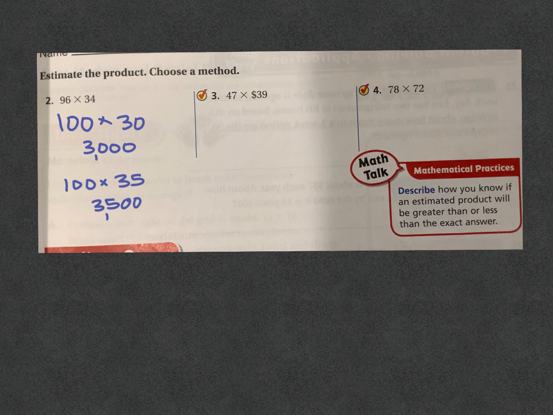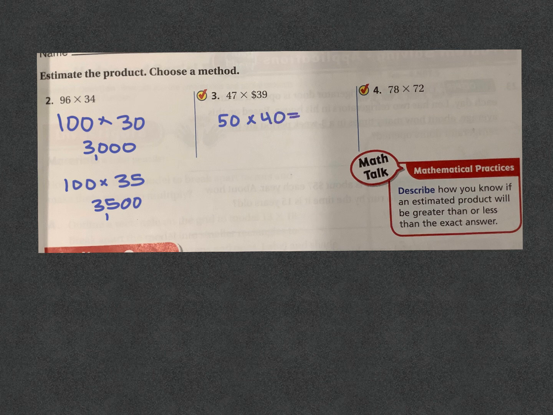We have 47 times 39. How are you going to round it, and what is the estimated product you're going to get? Go ahead and try it. All right, for this one, 47 is between 40 and 50, but this 7 is an up number, so I'm going to round that up to 50. 39 is between 30 and 40, and this 9 is an up number, making this very close to 40, so I'm going to round that up to 40.